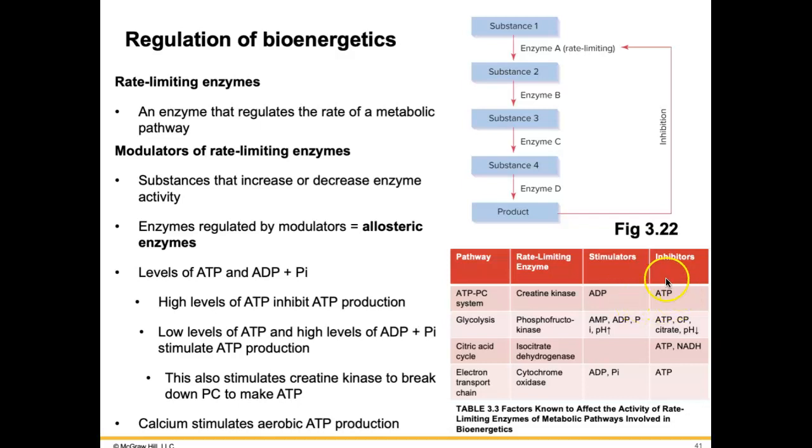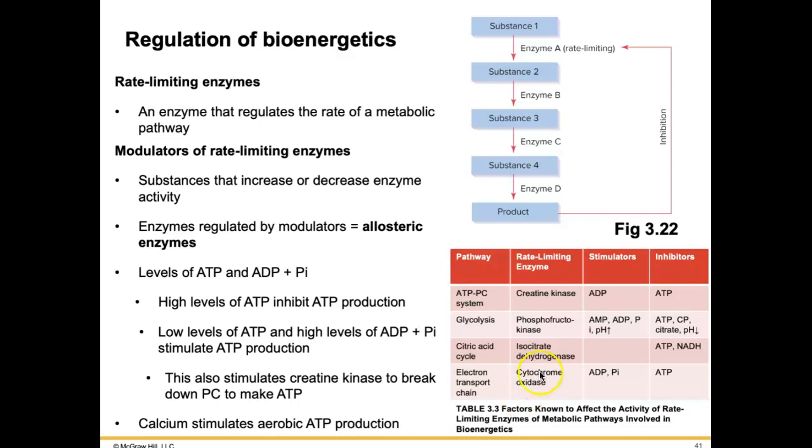But if we see that we already have enough ATP, then it's going to inhibit this pathway, and we are not going to have to utilize our enzyme to have this reaction move forward. So this is also going to take place in other pathways that you see listed here. And a lot of these are negative feedback loops. We are looking for that homeostasis to go off kilter so that we can have the pathway take place.